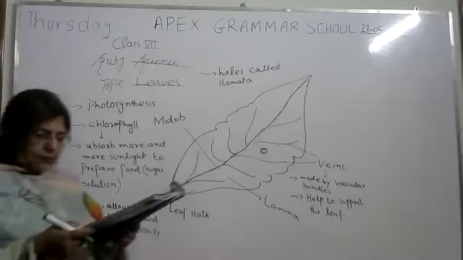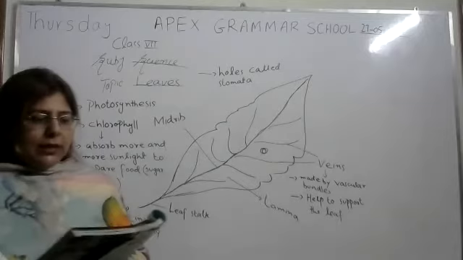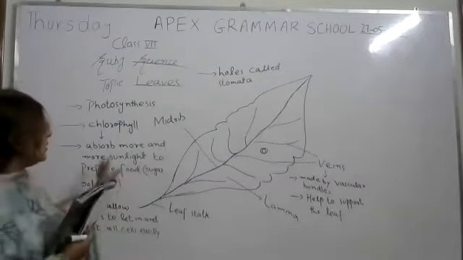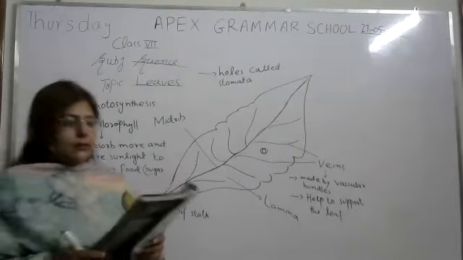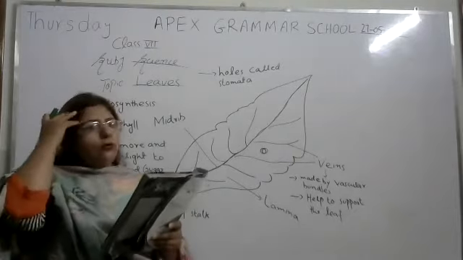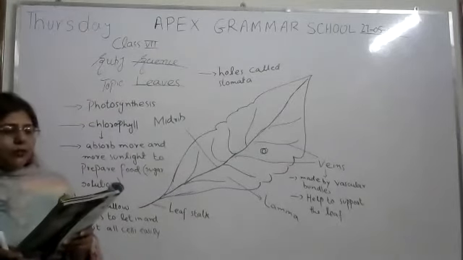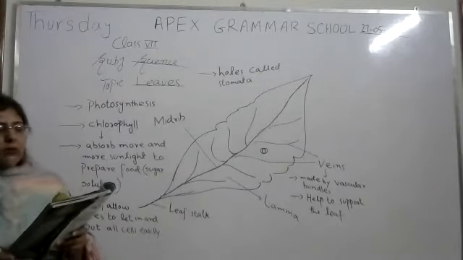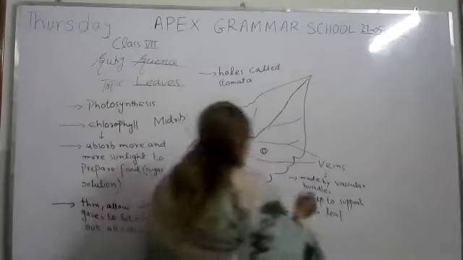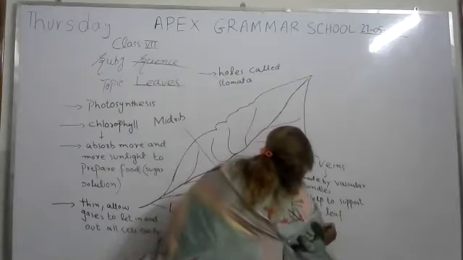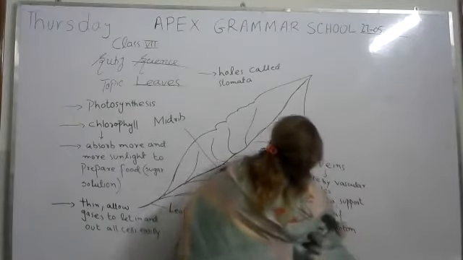Now we will discuss page number 19. If you see page number 19, this was the external structure of the leaf. On page number 19, you can see different types of leaves are given in your book. Leaves provide a skeleton which supports the leaf as well as a transport system. So leaves also work as a skeleton.